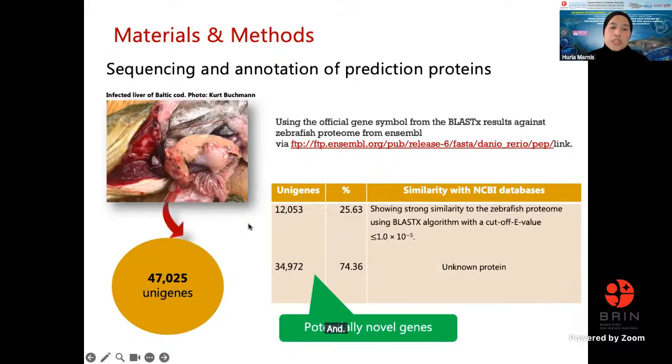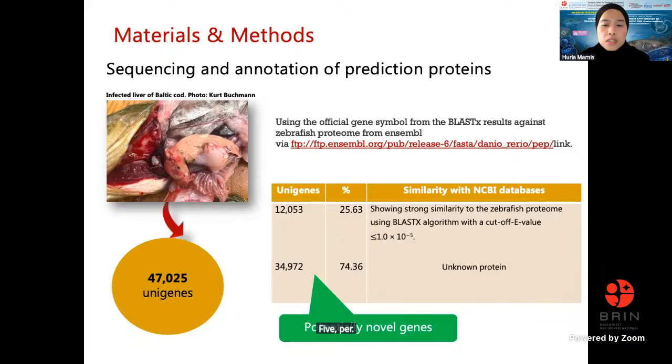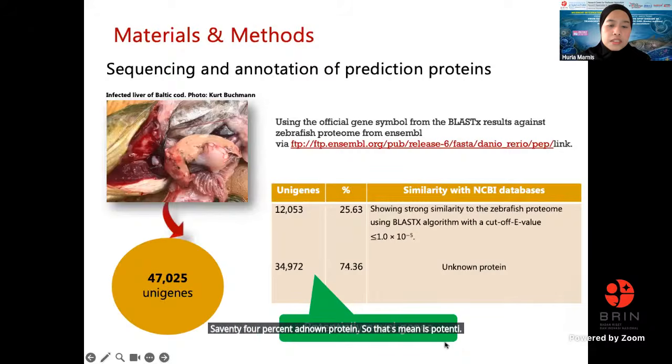For sequence annotation and protein prediction, we used the protein database from zebrafish, because zebrafish is a fish model with an already well-established protein database. We found around 47,000 unigenes, and around 12,000 unigenes, or around 25%, showed similarity to the zebrafish proteome. Then we found around 34,000 unigenes, or around 74%, were unknown proteins, which means there is potential for novel genes.